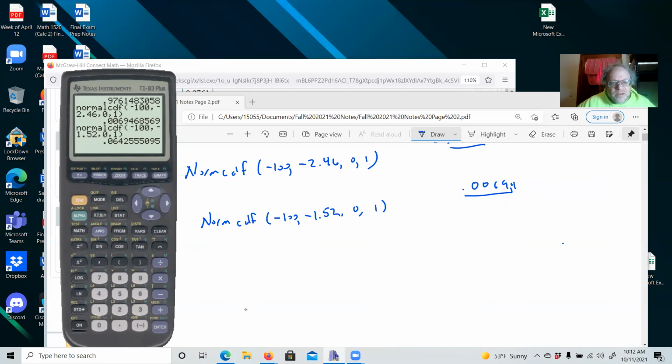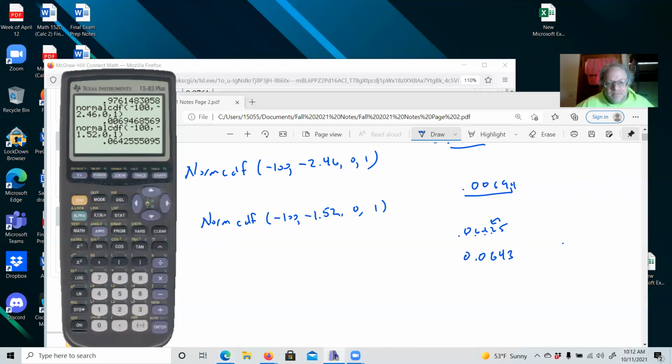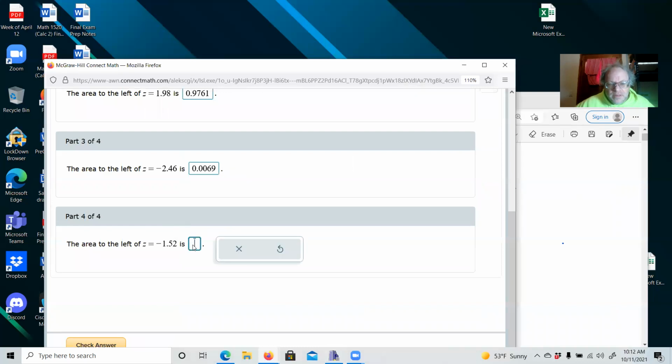This was 0.06425. So 1, 2, 3, 4 decimal places. This 5 is going to contribute to that, so we're going to say this is 0.0643 because we're going to do the rounding. 0.0643.